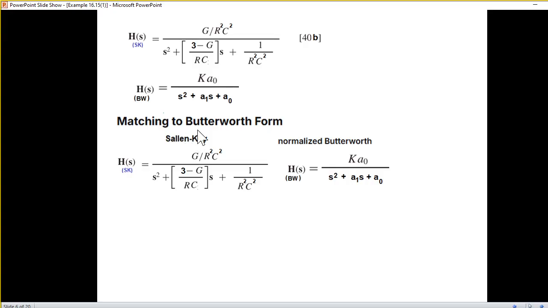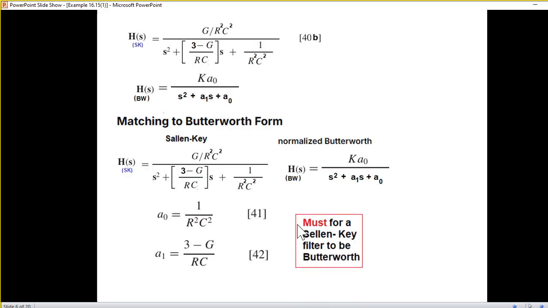So matching to Butterworth from Sallen-Key to normalized Butterworth filter, A0 is 1 over RC square. This is our equation 41. And A1 is 3 minus G over RC. This is equation 42. So must for a Sallen-Key filter to be Butterworth is this condition, and especially this is very important. We'll be talking about this.